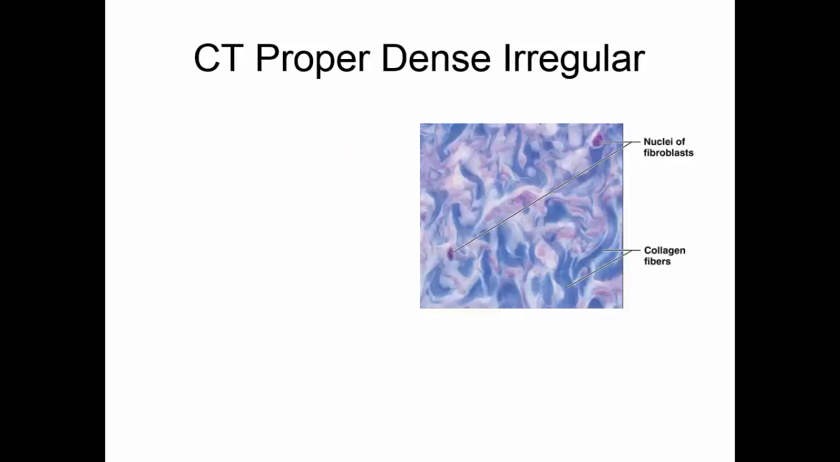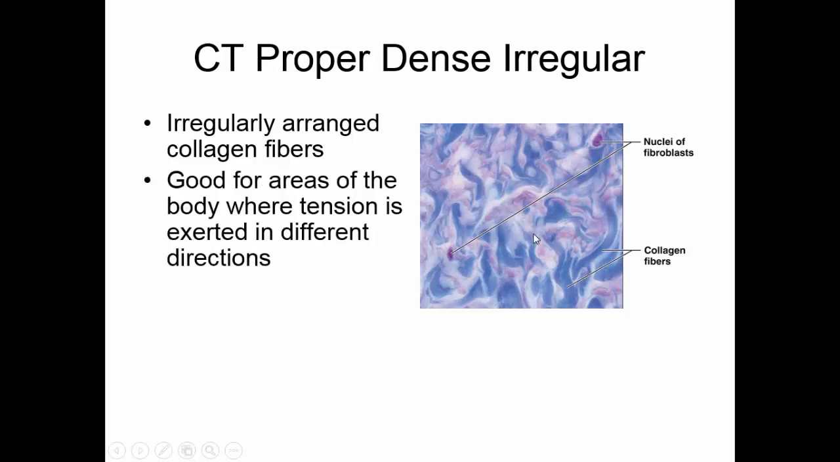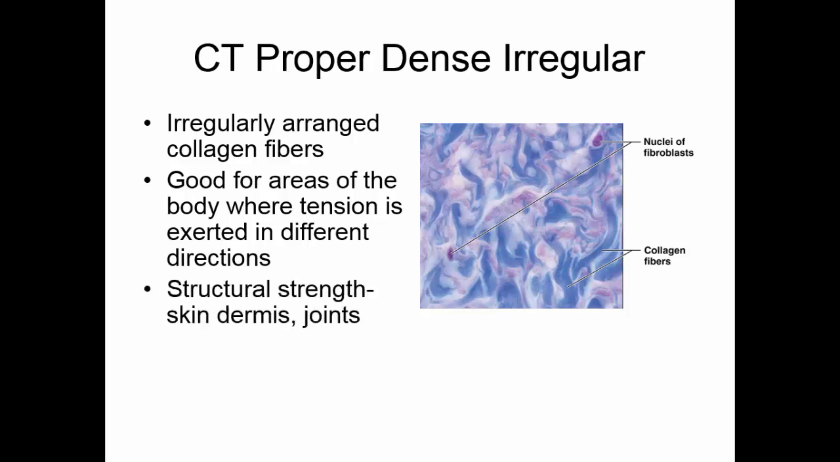The dense irregular connective tissue has lots of collagen fibers, but this time rather than being all in parallel lines, they're in irregular arrangements, so they crisscross each other. We've got the strength of collagen, but we've got some flexibility. So we have this kind of tissue in areas where there's a lot of tension on the tissue, but it's exerted in lots of different directions. We find this kind of tissue in the dermis of the skin and in the joints because of the great structural strength it provides.